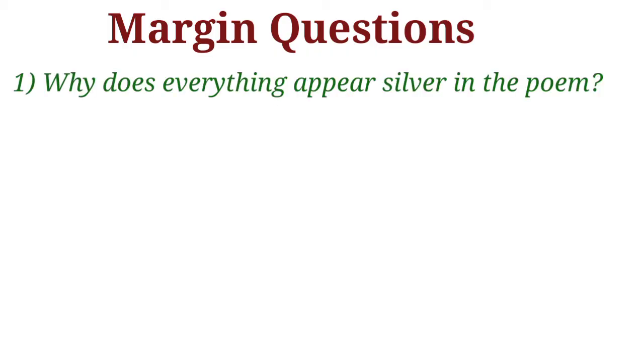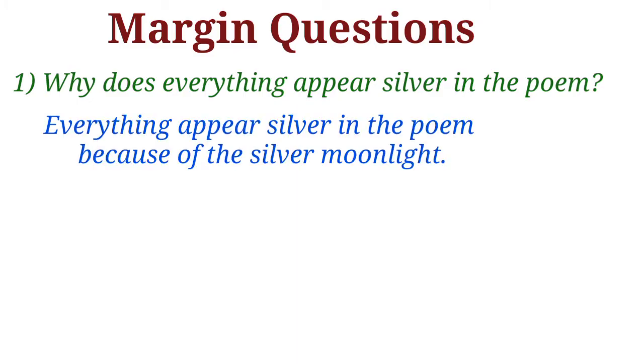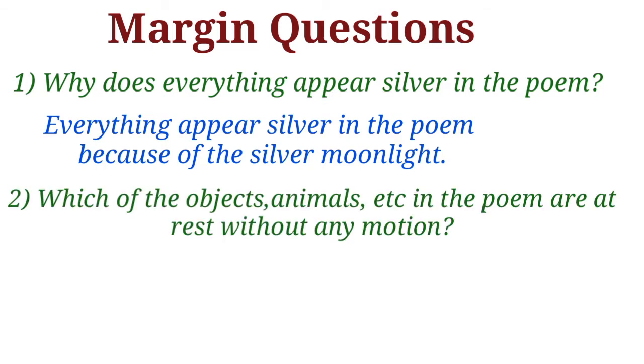Why does everything appear silver in the poem? Answer. Everything appears silver in the poem because of the silver moonlight.